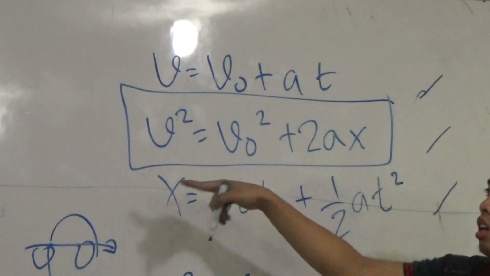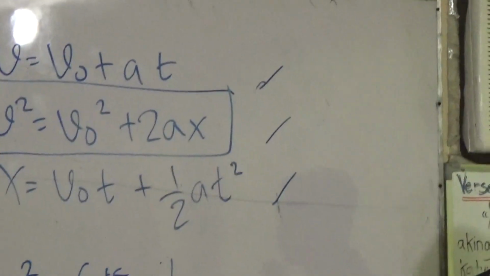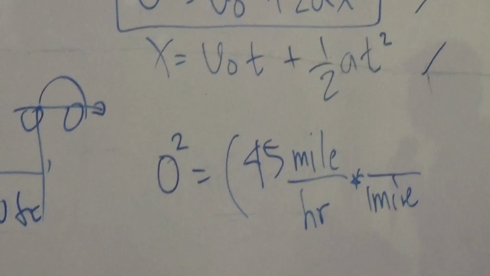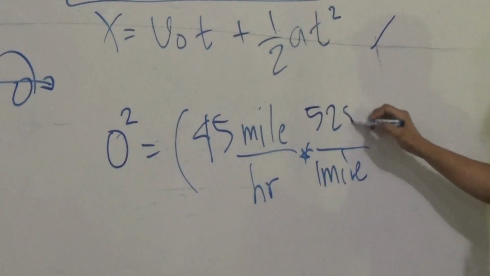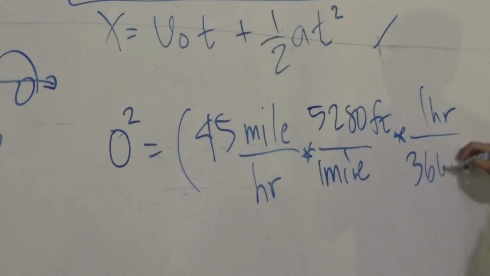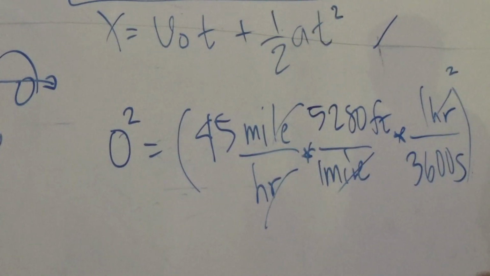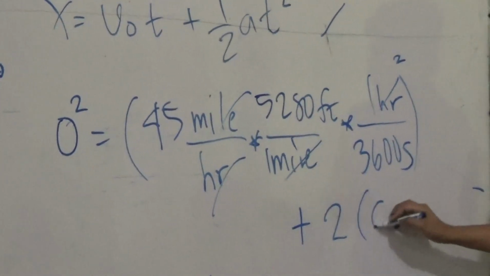Initial velocity, 45. So, 45, this is miles per hour. So, sanayin lang yan. Conversion. Ano conversion natin? 1 mile, ilang feet? Ilang feet? Okay, sir. 5,280 feet. 1 hour, 3600 seconds. Feet per second squared. Plus, twice ng acceleration.